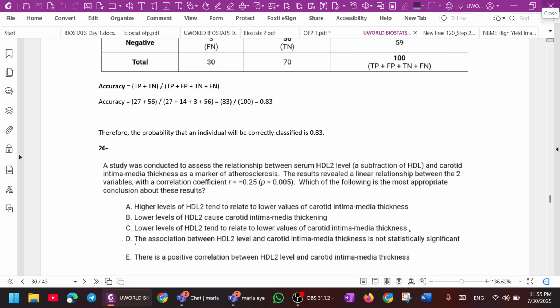Higher HDL values tend to relate to lower values. The key is that it is negative. Yes, the difference between the negative and the positive. Negative falls: if one goes higher, another goes downwards. And positive, in case of positive, both go upwards. Okay. Am I right? Yes, you're right.